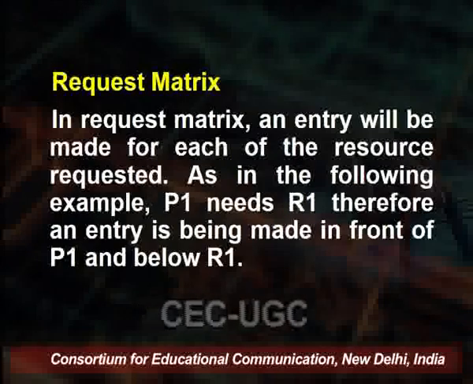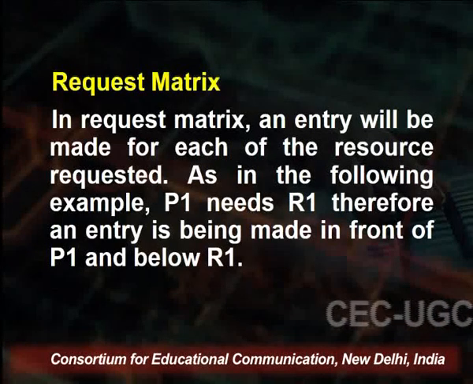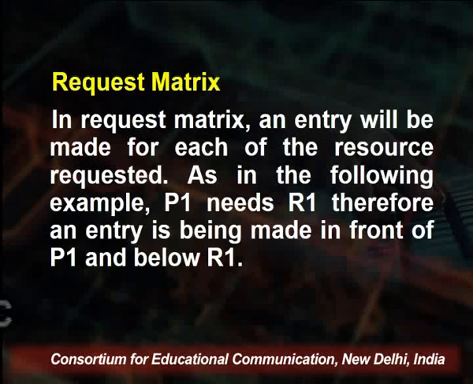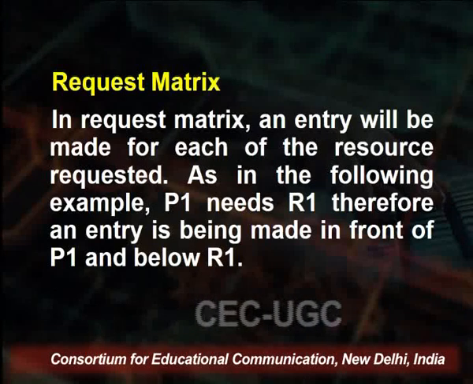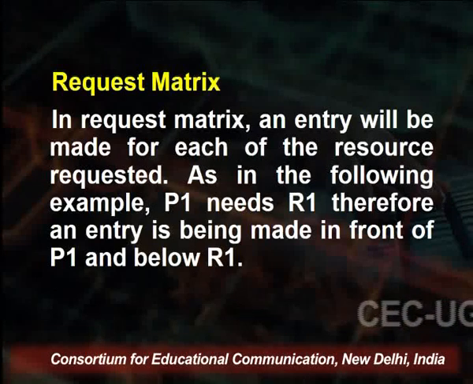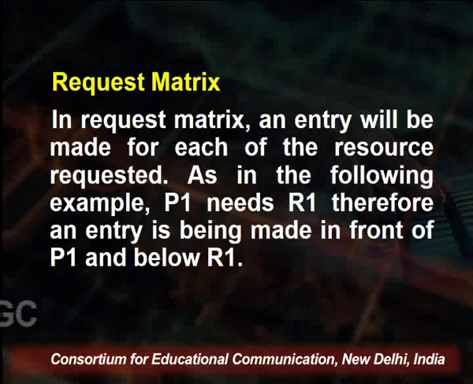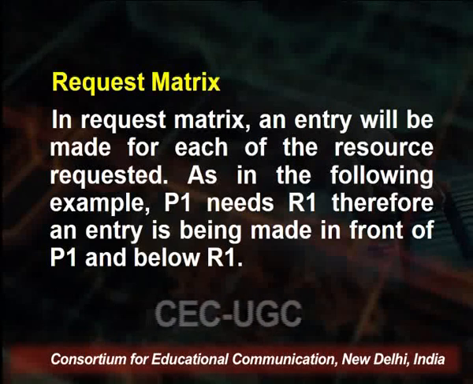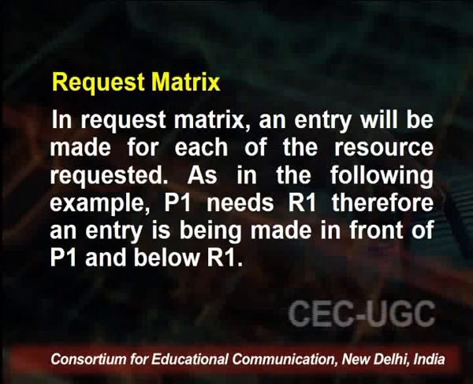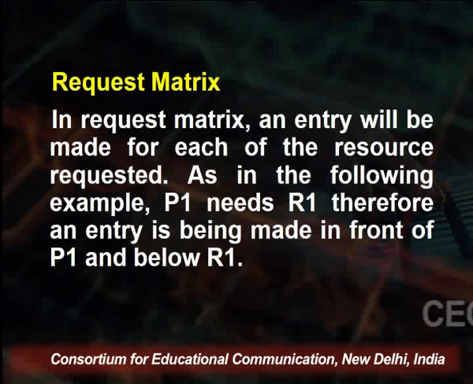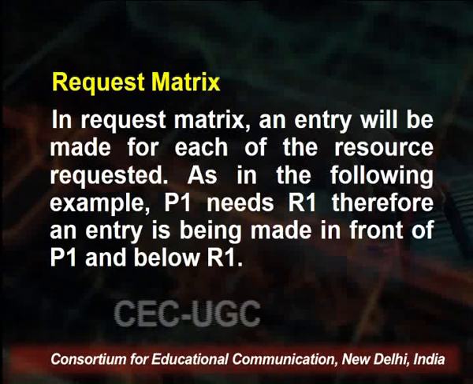Then apart from this, we have one more tool, which is known as the request matrix. In the previous matrix, the allocation matrix, we saw which resource is allocated to which particular process. Now if we want to see the status of requests, that means which particular process is requesting which of the resources, that is shown with the help of the request matrix.